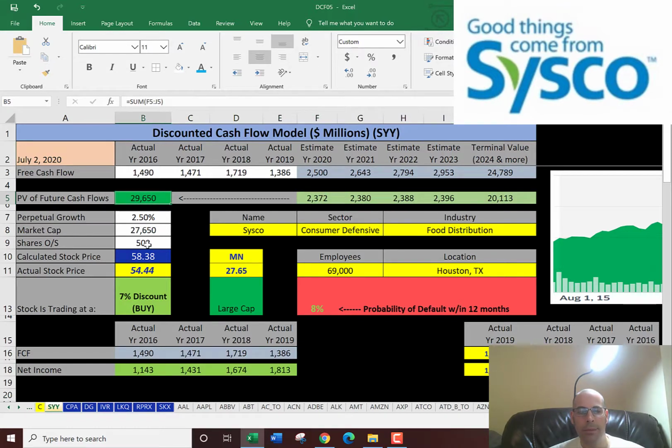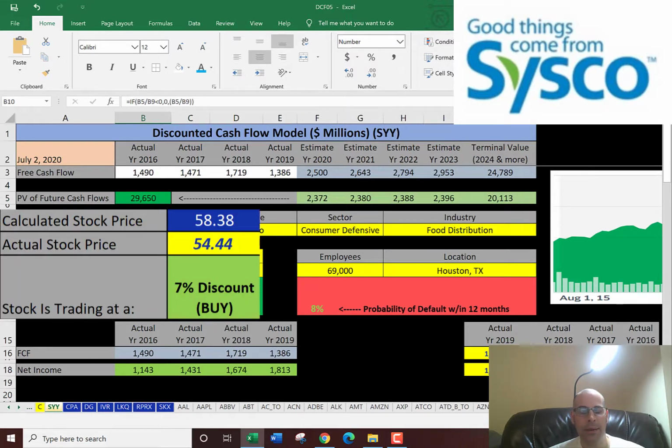We divide that by 508 million shares, and we get an intrinsic stock price of $58. It's trading at $54, so it's trading at a 7% discount, so it's a buy according to the model.